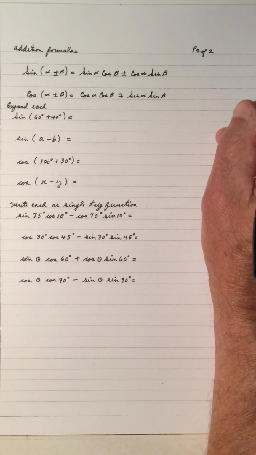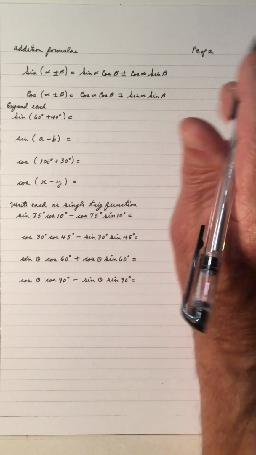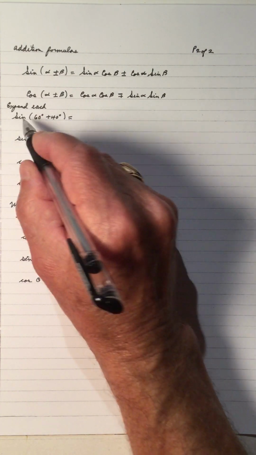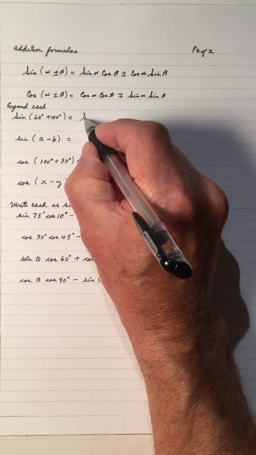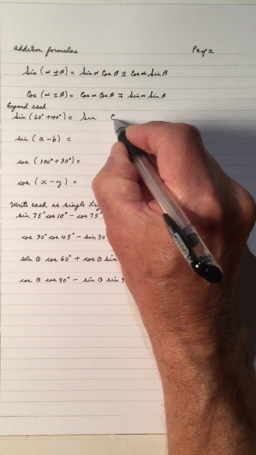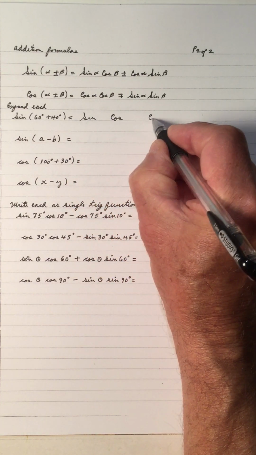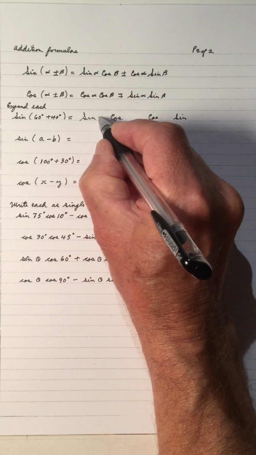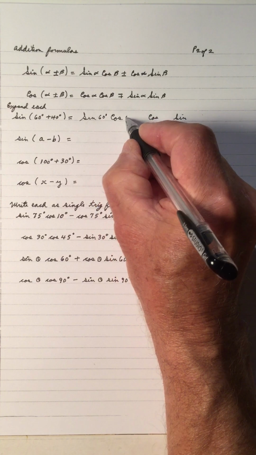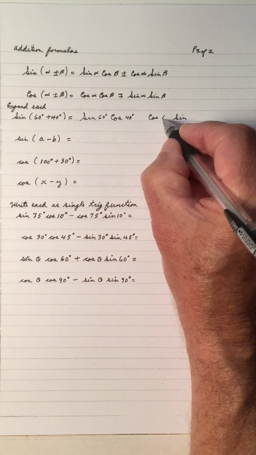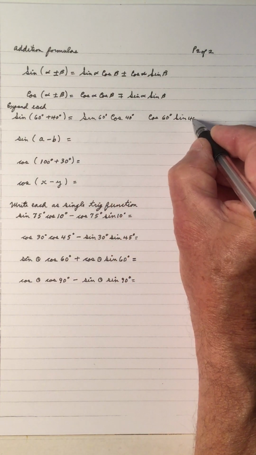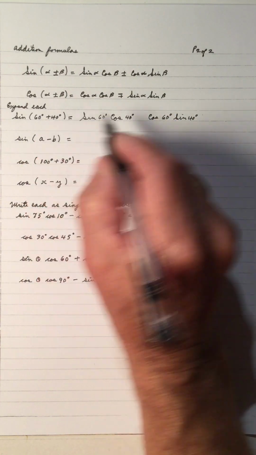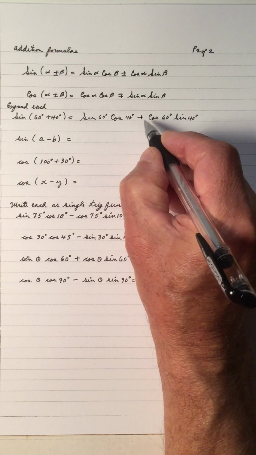So let's look at these. It's very important to have these memorized. So the sine of 60 plus 40. Sine is sine cos, cos sine. And the angles are 60 and 40, 60 and 40. So the angles stay the same. Because these are flipped, that means that plus stays as a plus.